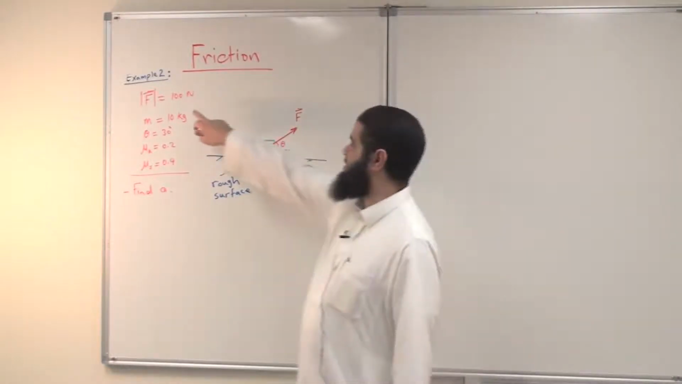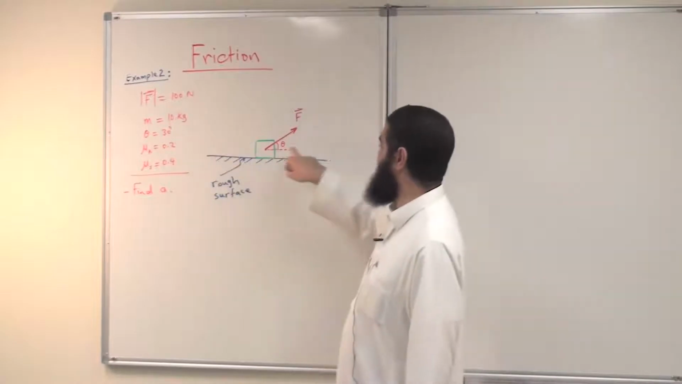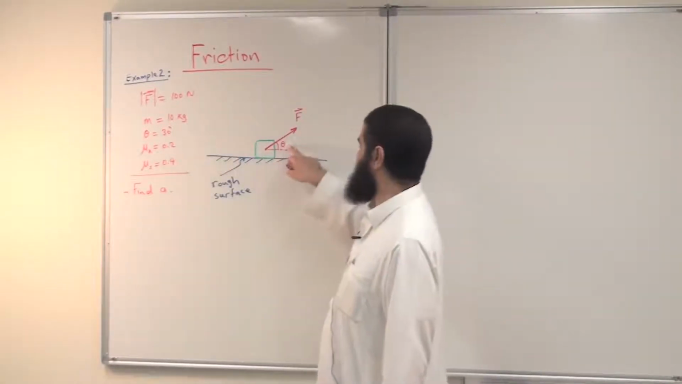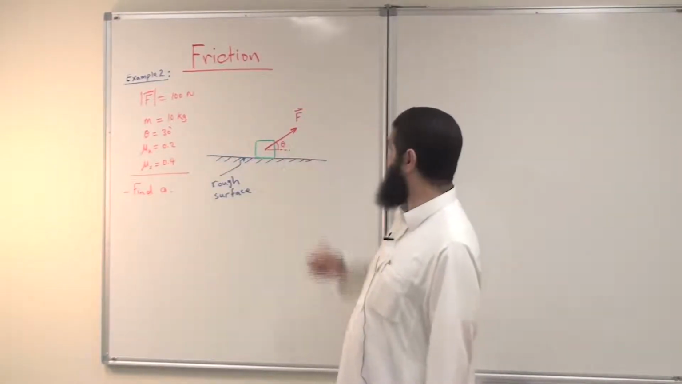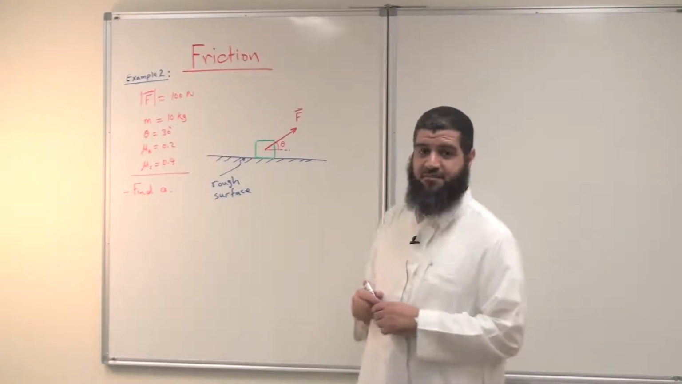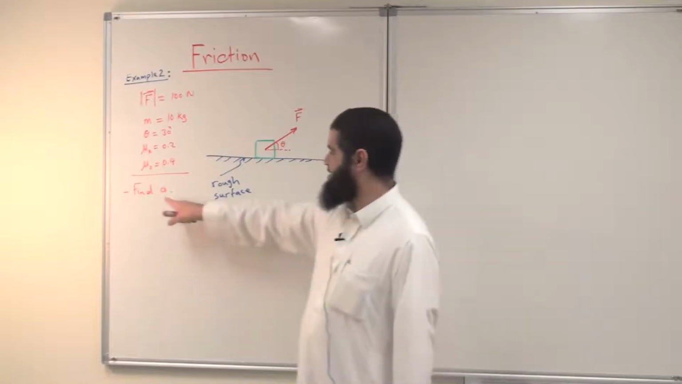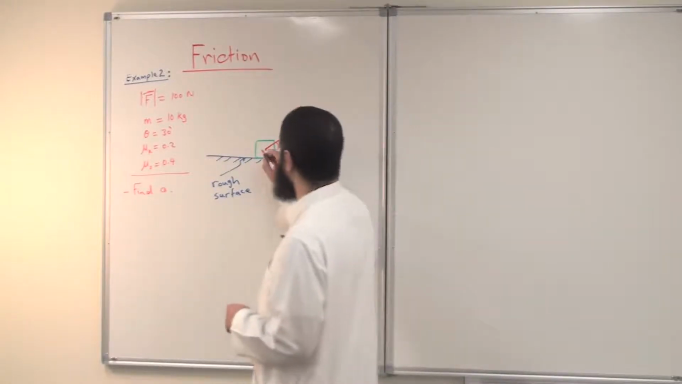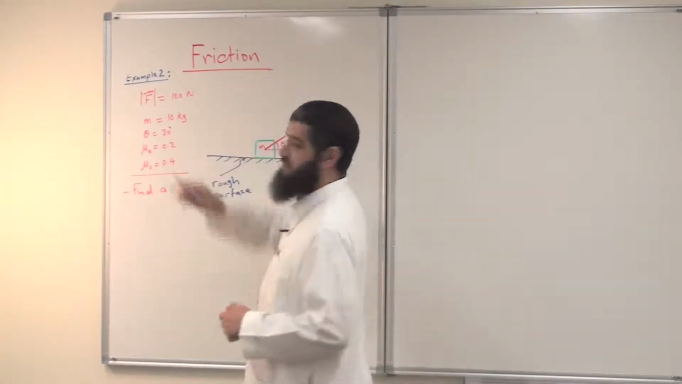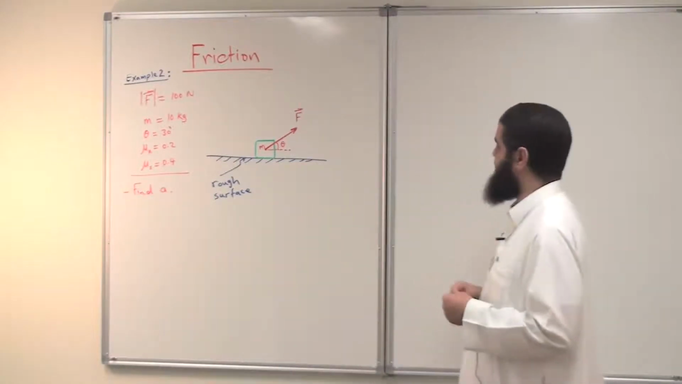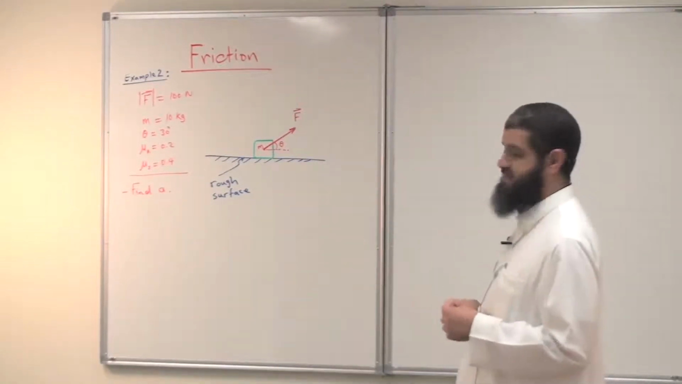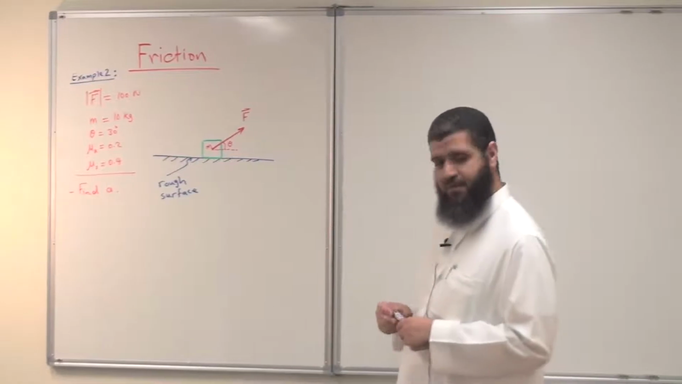The force has a magnitude of 100 Newton. It makes an angle theta equals 30 degrees above the horizontal. And we would like to know what is the acceleration of this mass. This mass m is 10 kilograms, and we are interested in finding how much is its acceleration.